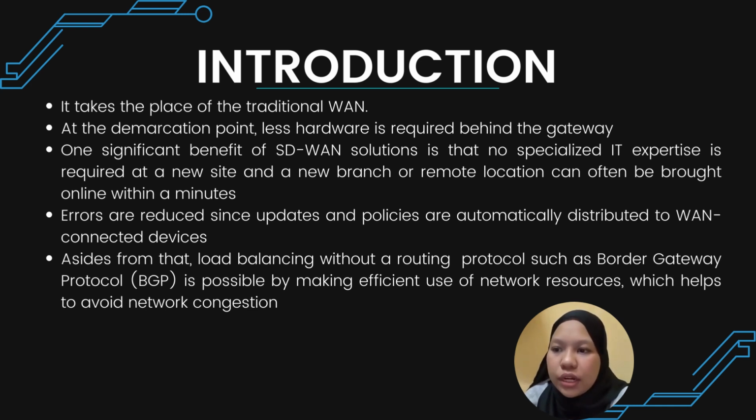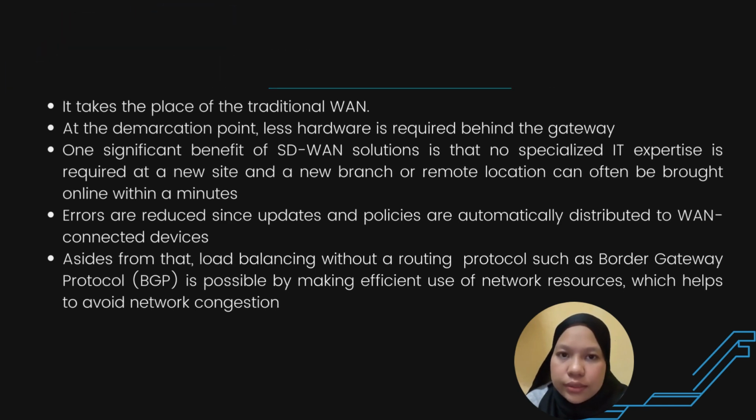Then at the demarcation point, less hardware is required behind the gateway at a new site and new branch. Remote control also can often be brought online within a minute. Errors are also reduced since update policies are automatically distributed to every connected device. Aside from that, load balancing with a routing protocol such as border gateway protocol (BGP) is possible by making efficient use of network resources, which helps to avoid network congestion.